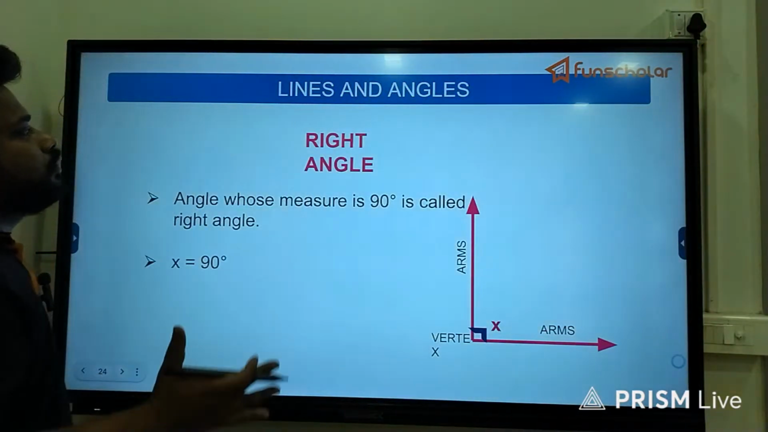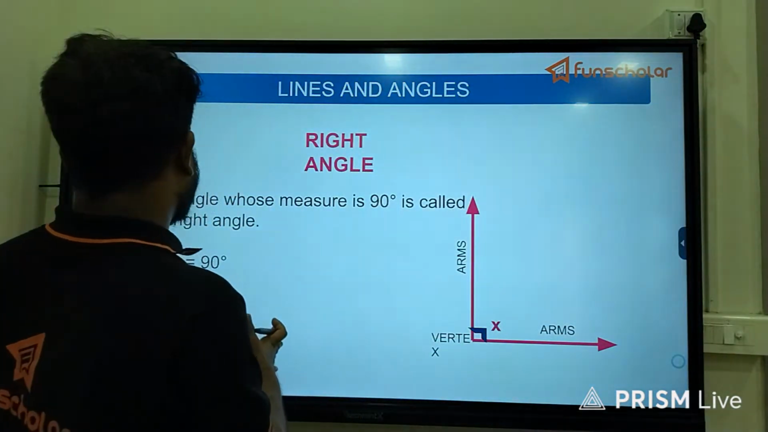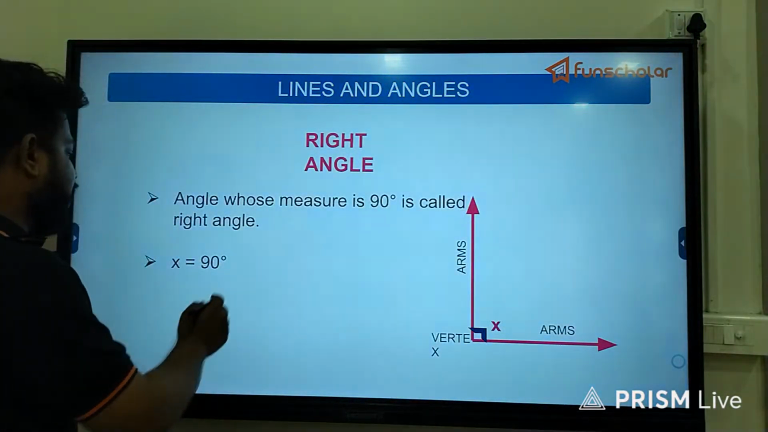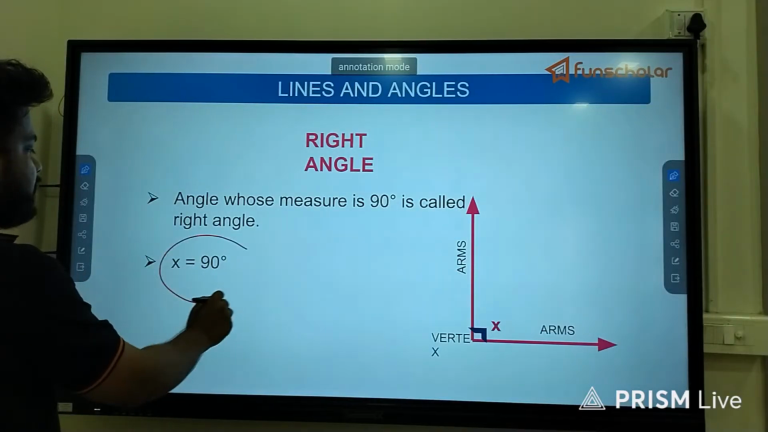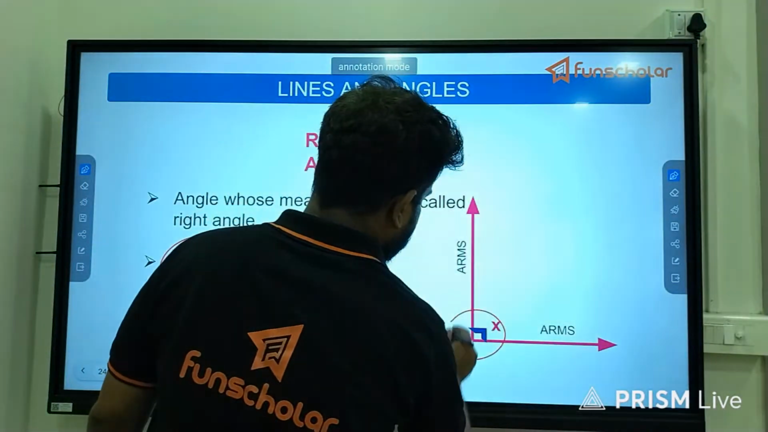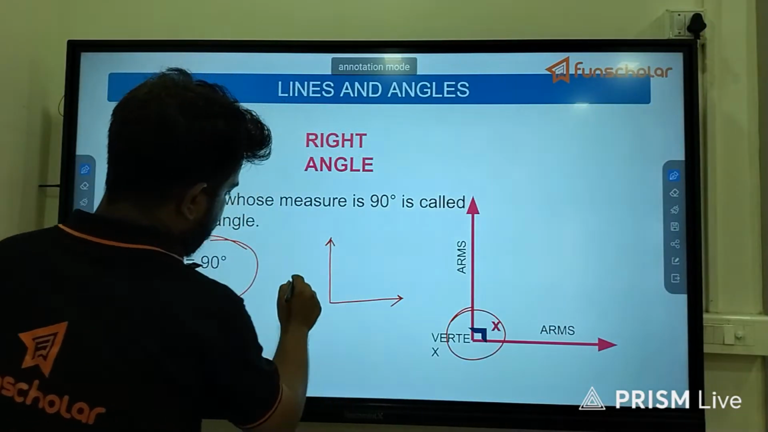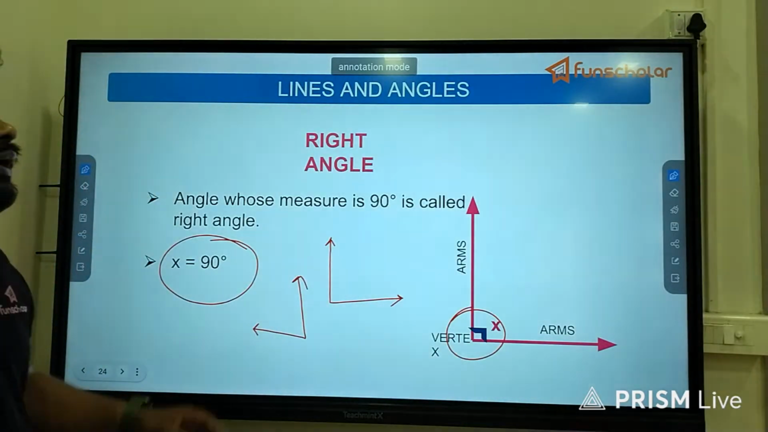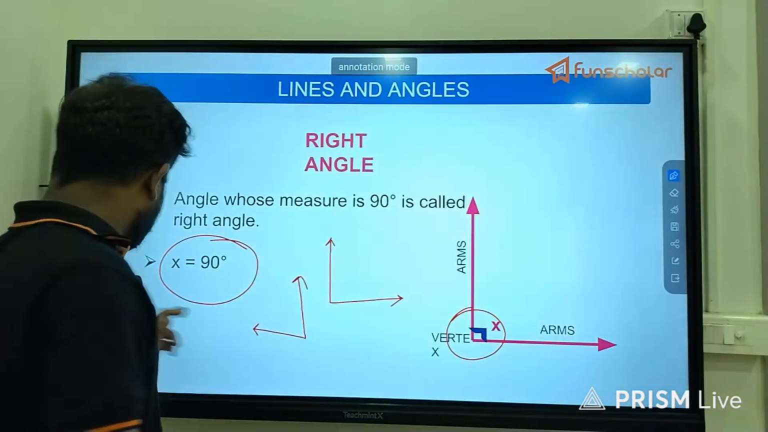Now come to the right angle, and I have already told you about its characteristics. Angles which measure 90 degrees are called right angles. It has a confirmed measurement, that is 90 degrees, and it will be measured like this, and the angle will look like this, by this side or this side. It will look like an L and the measurement will be 90.